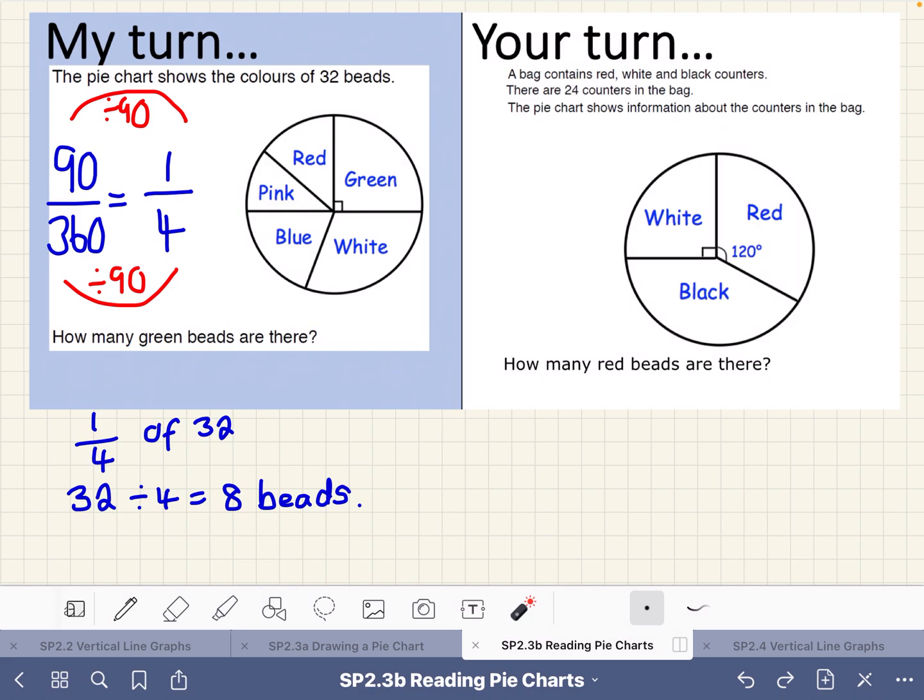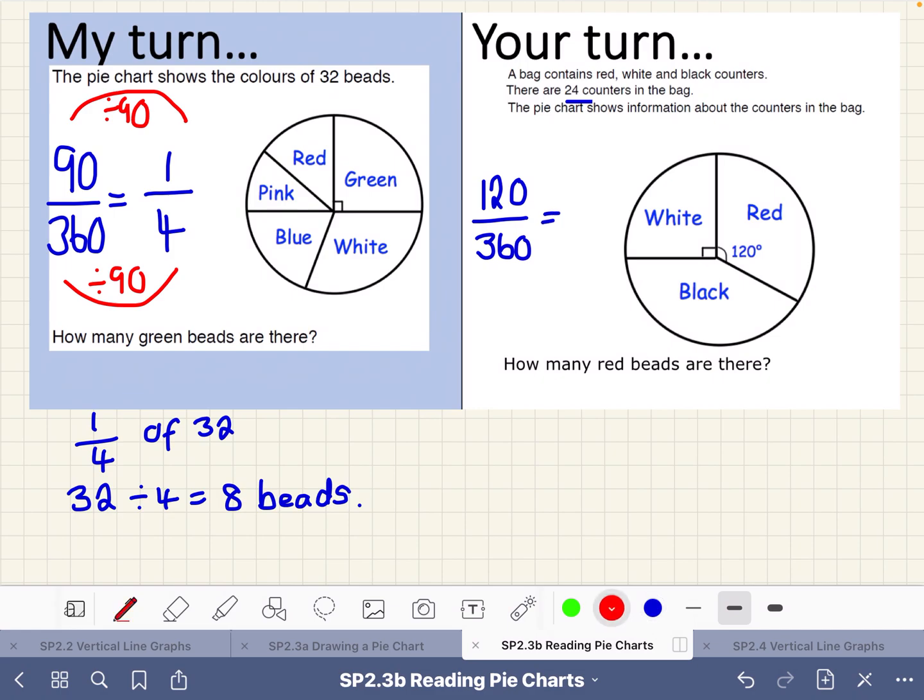A bag contains red, white and black counters. There are 24 counters in the bag. The pie chart shows information about the counters in the bag. How many red beads are there? Now we can see that the full circle is worth this 24. And red is 120 degrees out of the 360 degrees in total.